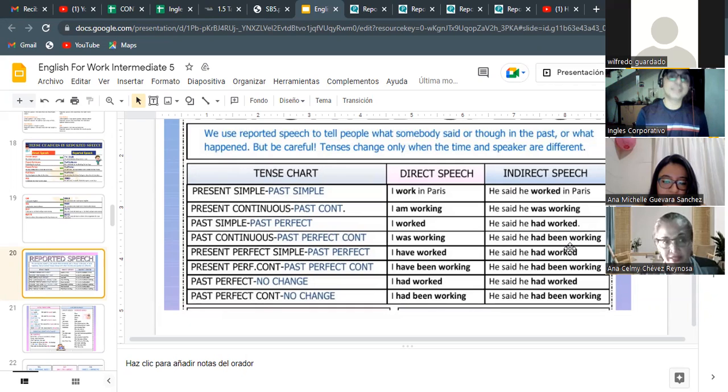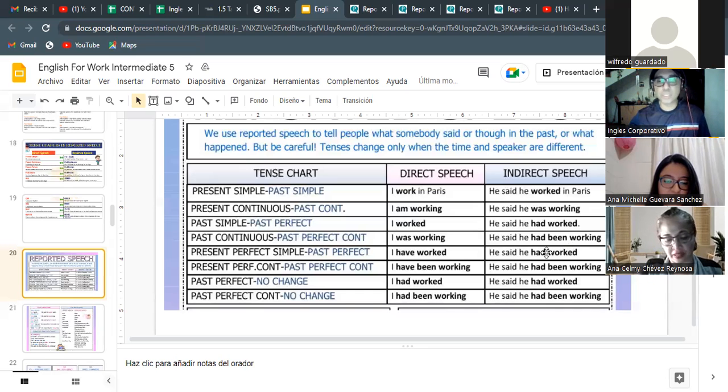Only two cases. Yeah, those are the two cases where you won't change anything. I had worked. He said he had worked. So it's going to be past perfect to past perfect, and past perfect continuous to past perfect continuous. The reason is because there is no other tense before that one. So it's not possible, right? That will be it.